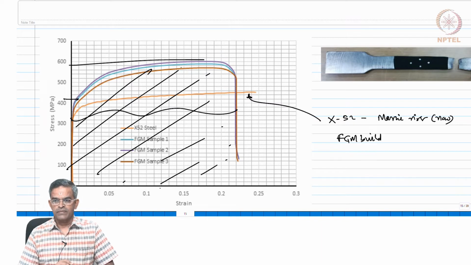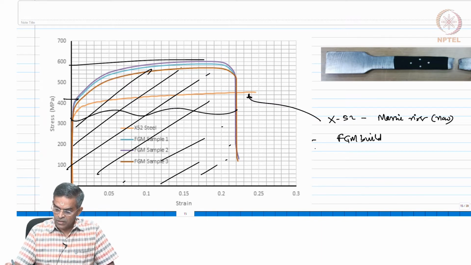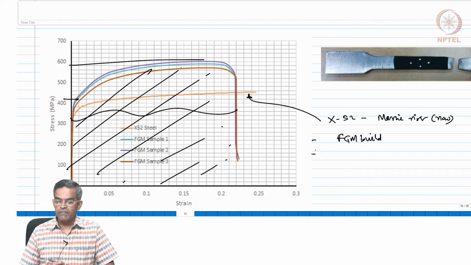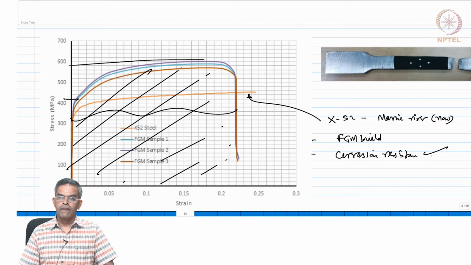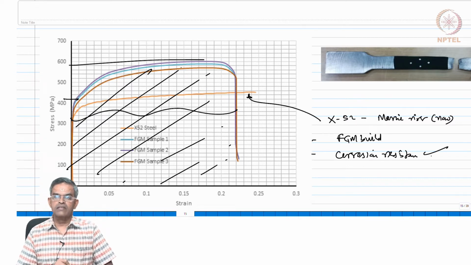for marine risers. In addition to this, the FGM build we proposed has exclusive corrosion resistance, is it not? So, it is functionally graded without compromising the strength of the parent material. That is the beauty of the whole research problem.